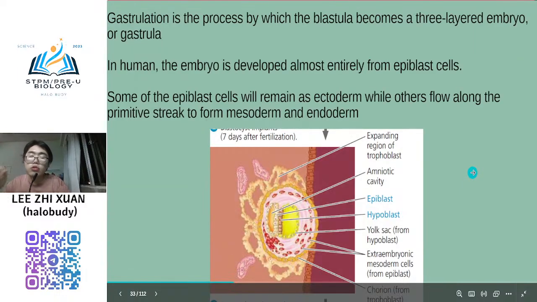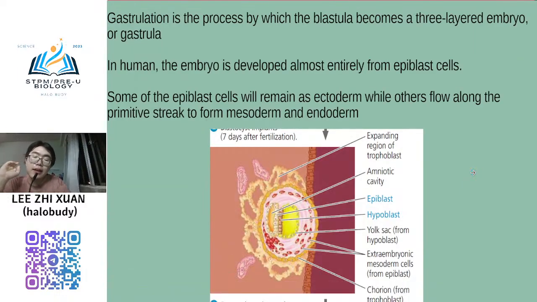After this we go to gastrulation. Gastrulation is actually the start of the development of the embryo, because the process turns the blastocyst into a three-layer embryo, which we call a gastrula. Later we will form the three germ layers, and we will see how they form. In humans, the embryo develops almost entirely from the epiblast, meaning the inner cell mass.